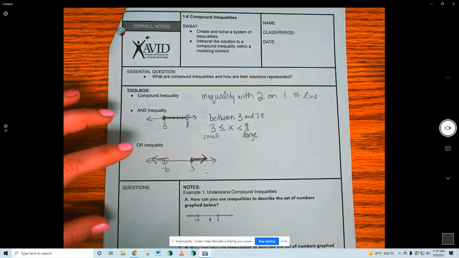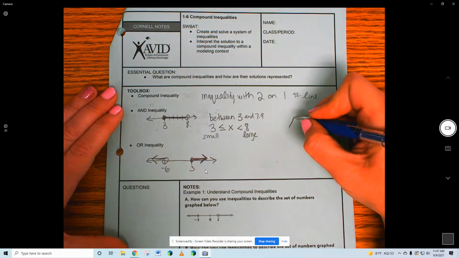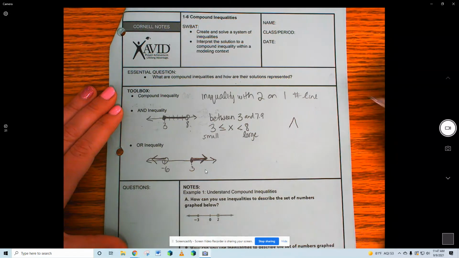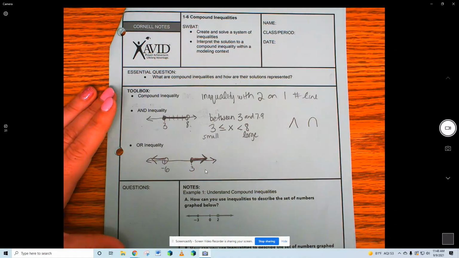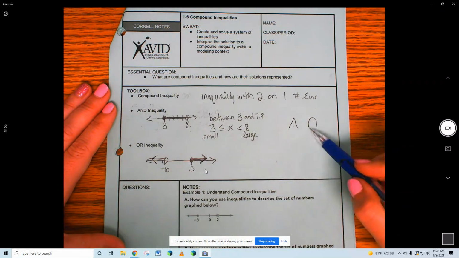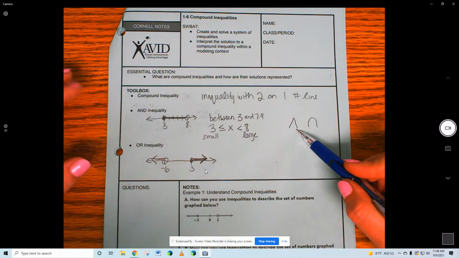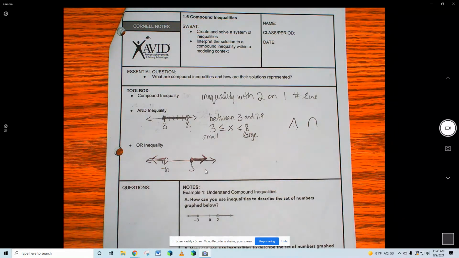The other type that I'm going to have is an OR inequality. An AND inequality also has a symbol, of this. Or it could have a symbol like that. Like on our homework tonight, you'll see that these symbols are on the page, and we need to know that that means AND. An OR inequality is two solution sets on one number line, but they're going in opposite directions.